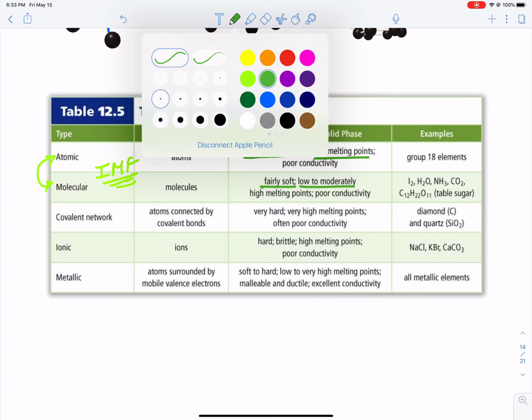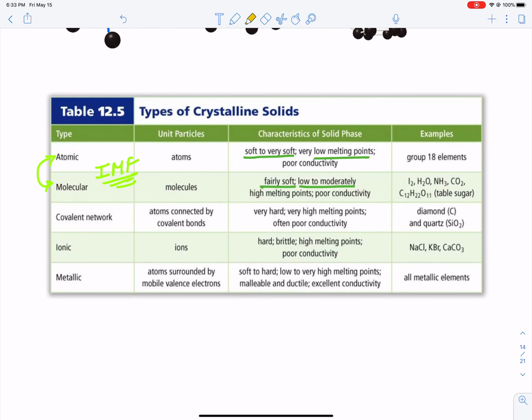This is a great review. Poor conductivity. Because what do you need in order to conduct electricity? You need, what do you need? Charged particles that are free to move. I forgot about that for a second. Yes, and we know that if they're made of molecules, there are no charged particles there.